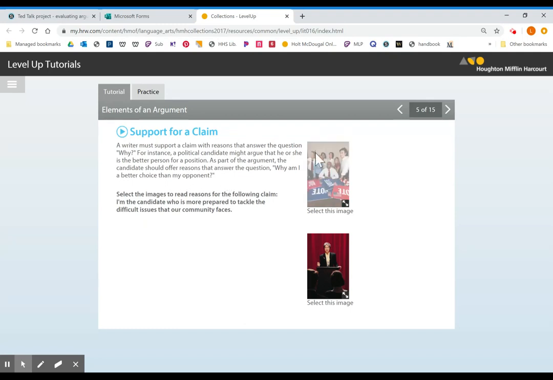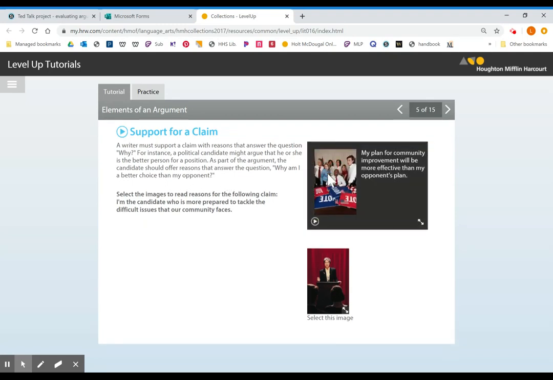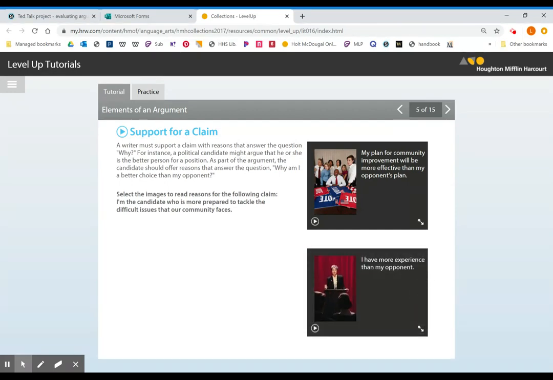So if we take a look at this example, this person running as a political candidate could perhaps give a reason that my plan for the community improvement will be more effective than my opponent's plan. So they're saying, I have a plan and it'll be more effective. That is a reason that supports their claim. I'm a better choice. Another reason they might give is I have more experience than my opponent. So these are both examples of reasons. They're not evidence, they're reasons.